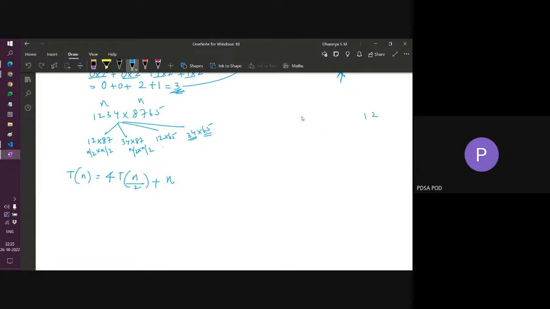So if you have to do 12 into 87, right? Here what you're doing is this number, this is 1, this is 2. Whatever is the size of this one, that is the O of n. That is where the O of n is coming from for this part of the addition. That's not correct.